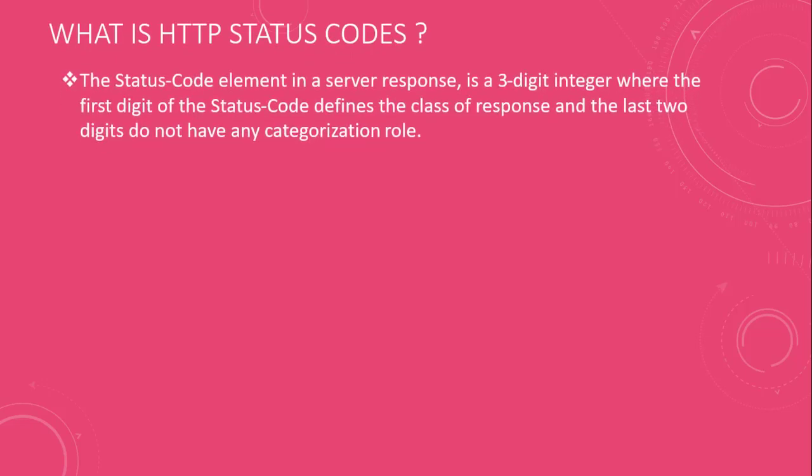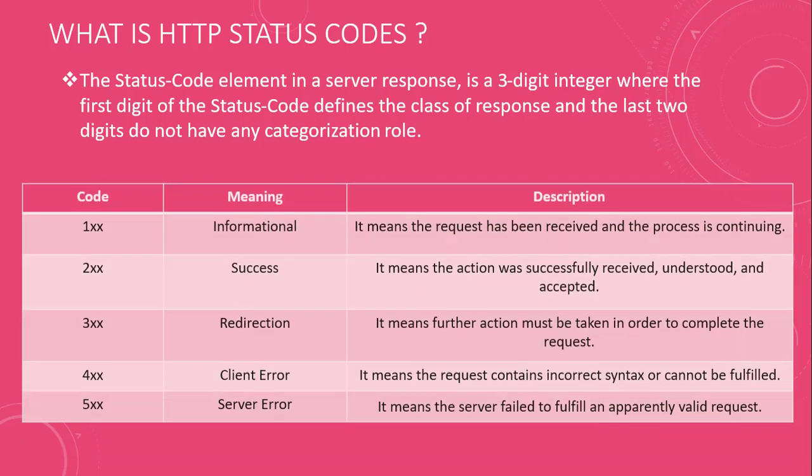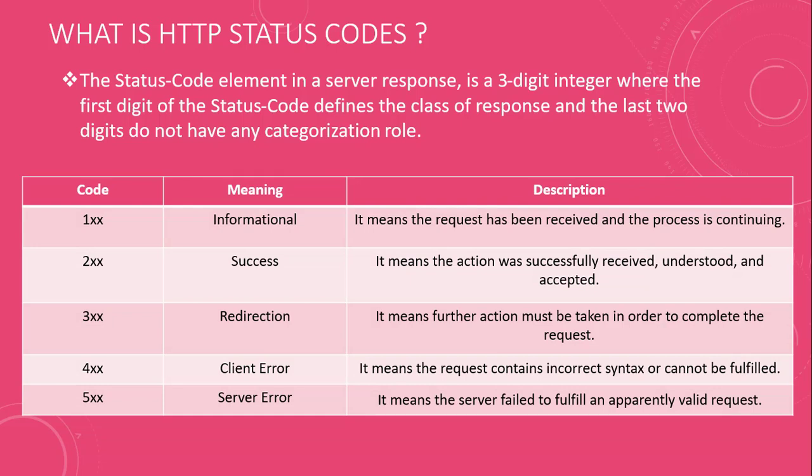The status code element in a server response is a 3-digit integer, where the first digit of the status code defines the class of response and the last 2 digits do not have any categorization role. So here is the syntax, and later we will see the examples one by one.